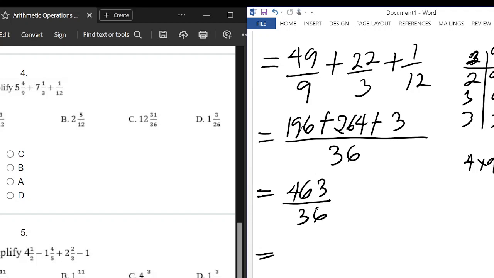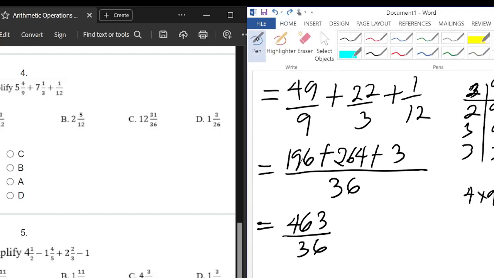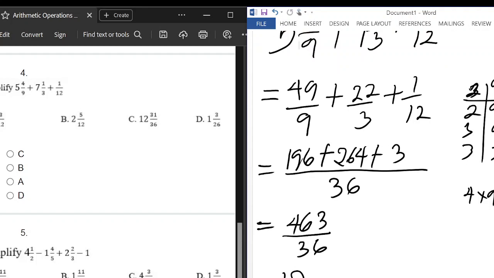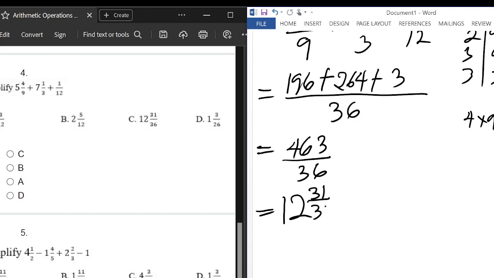So we have 36 whole number, right? No, sorry, 463 divided by 36, that gives 12. This is 12. So this is going to be 12 whole number. So 12 times 36, that gives 432. 463 minus 432 gives 31 over 36. So 31 divided by 36, that is option C. Option C, as you can see there.